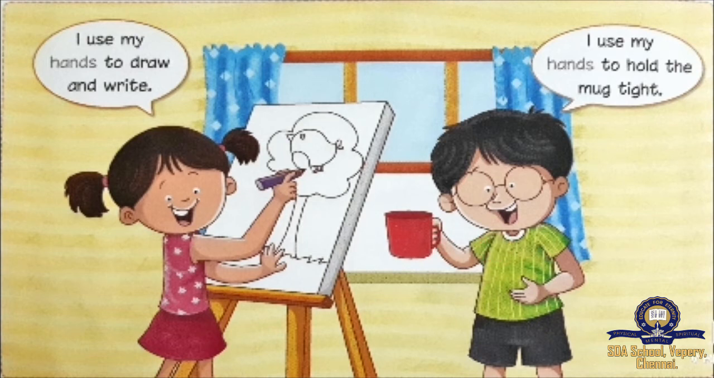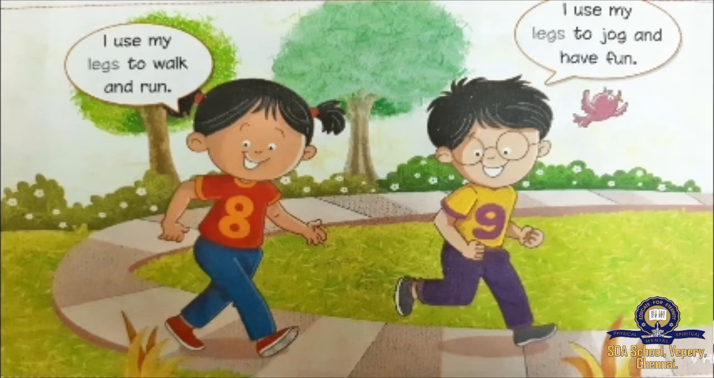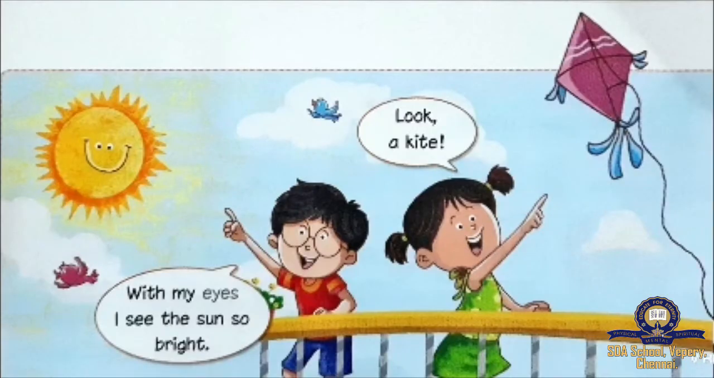Okay. Now, both of them are using their hands. Meena is using the hands to draw and write. And Manu is holding the mug tight. Okay. Now, look at the next one. Next, I use my legs to walk and run. For what purpose is Meena using the leg? She is using the leg to walk and run. And for what purpose is Manu using the leg? He used the leg to jog and have fun.